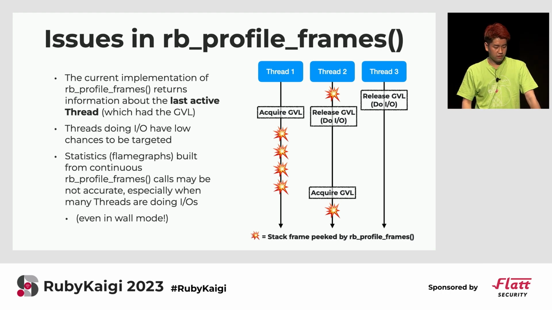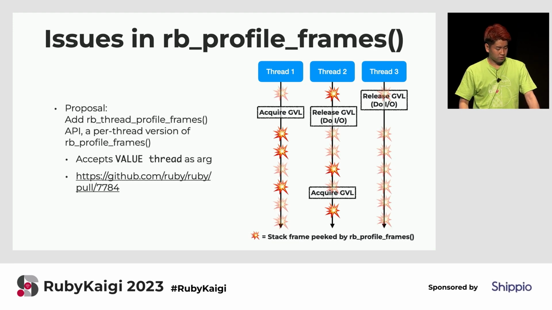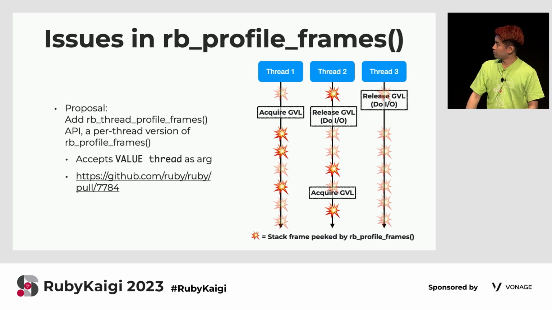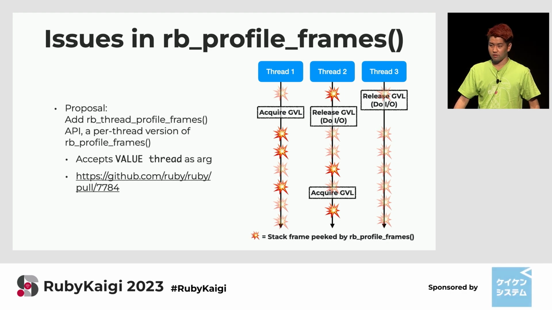So this might make flame graphs kind of inaccurate. I've made a proposal here, adding an rb_thread_profile_frames API, which is a per-thread version of rb_profile_frames. It accepts a thread as an argument. So rb_profile_frames returns information about only the last thread that has the lock. But if we can specify which thread to profile, maybe we can solve the issue. I hope so. At least it does in my environment.